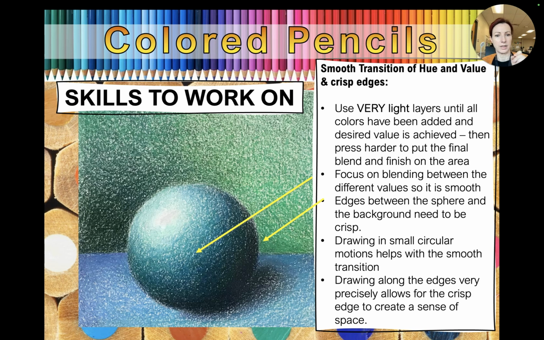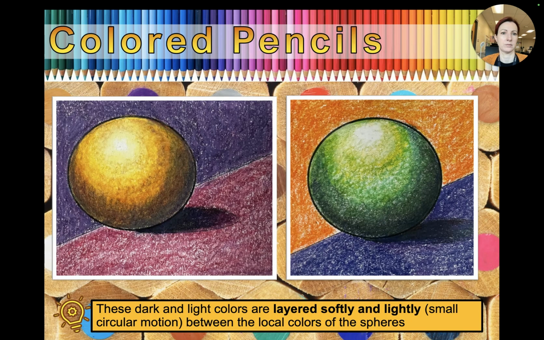And then drawing along the edges very precisely. So to do this little background right there, you would have a really, really sharp pencil to do that edge, whereas if you're blending, you'd want to use the side of the pencil and blend. So you're allowing for crisp edges to define the space, but in the sphere, you're blending it so they overlap and merge together very slowly.